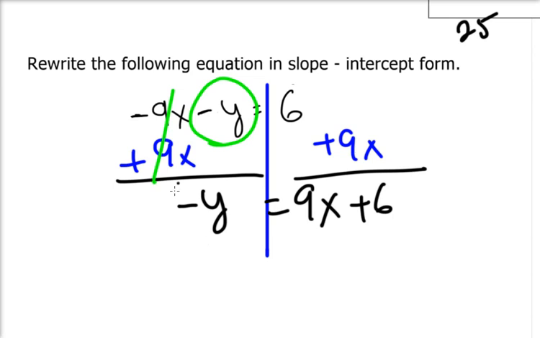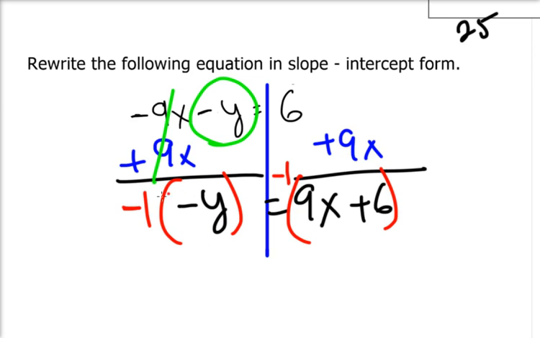All right, so notice this is a negative y. We're not solving for negative y. We want positive y. So we're going to multiply this whole thing by -1, and we're going to multiply the right-hand side by -1. We use the properties of multiplication to keep this equation equal.